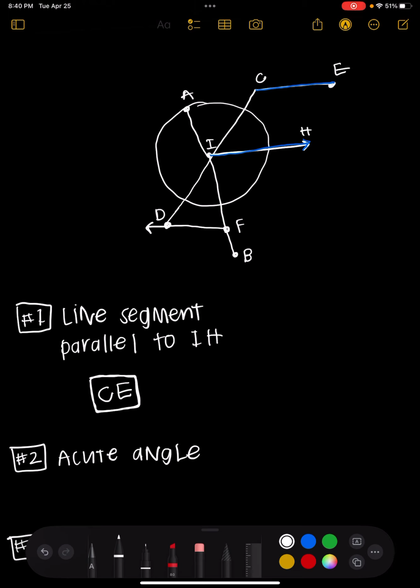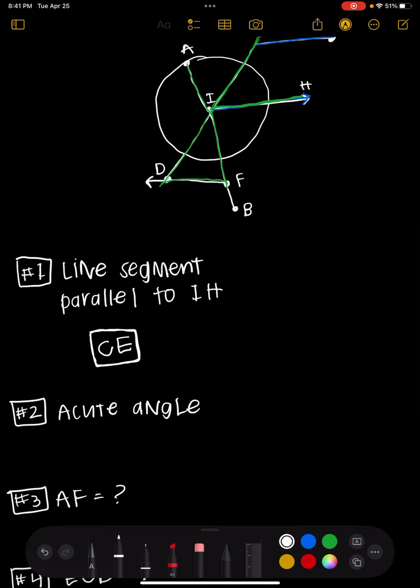Okay, the next example is asking us to name an acute angle. So an acute angle, again, is an angle that's less than 90 degrees. And there are several acute angles in here. Let's look at them. So one acute angle is from I to D to F. Another acute angle could be from A to I to C. We could say one's from F to I to H. All of these are considered less than 90 degrees. We could say C to I to H. So all of those, once again, are less than 90 degrees. So we could write any of those. I'm just going to pick one of them.